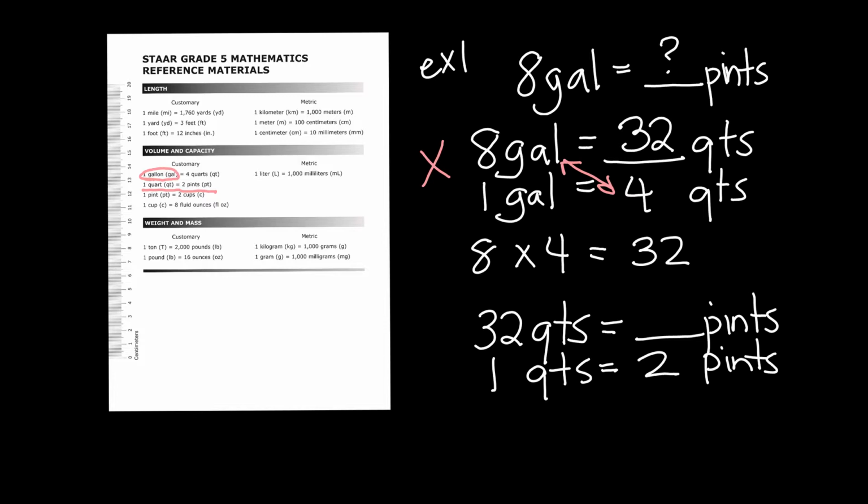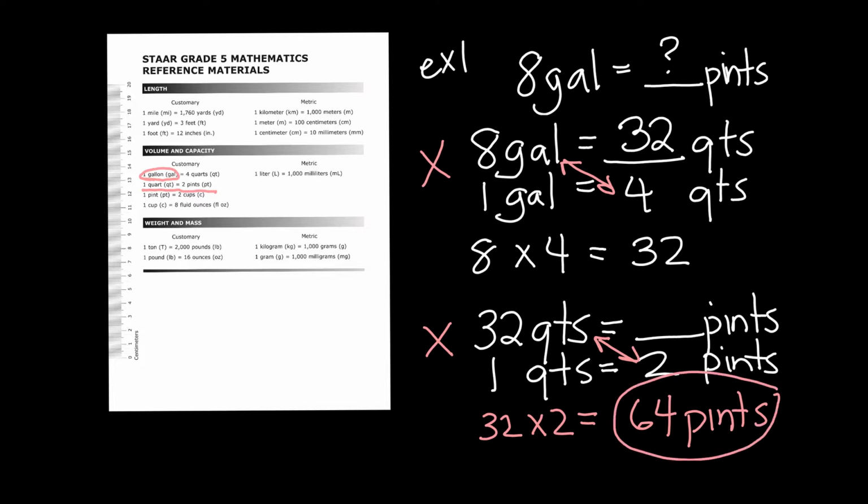So now I can solve this. My units are diagonal from each other. I'm sorry, my numbers are diagonal from each other. That means I am multiplying. So 32 times 2. Well, 32 times 2 is saying like 32 plus 32, which gives me 64. Okay? So that means I have 64 pints, which is my answer.